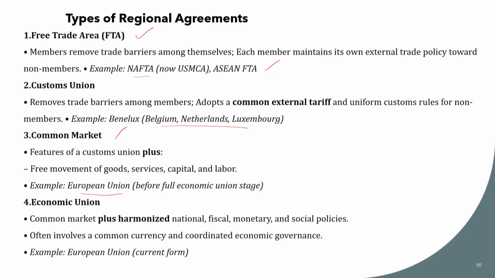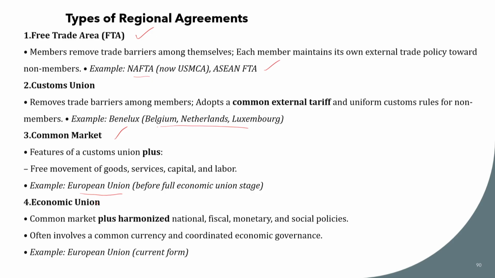Then the economic union. The classic example of an economic union is the European Union. That means there is a common market plus harmonized national fiscal, monetary and social policies. And you know that the European Union has a common currency called the euro. It is an economic union, so they also follow common fiscal and monetary policies. That means there is a European central bank also.